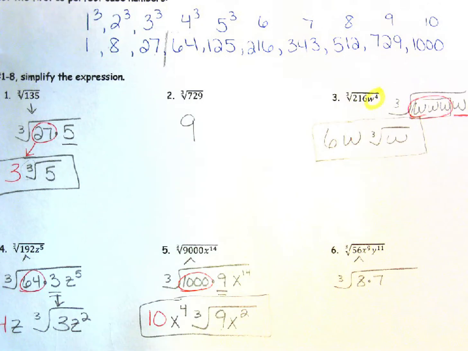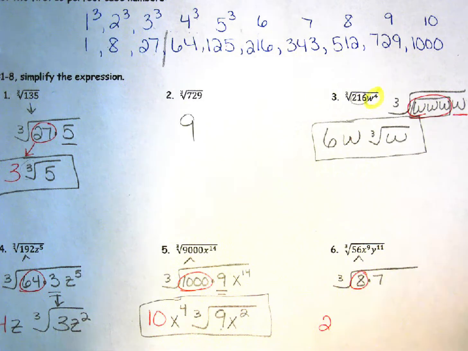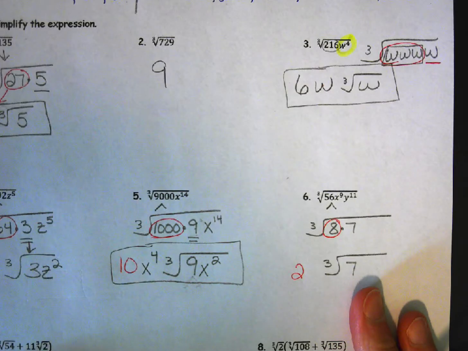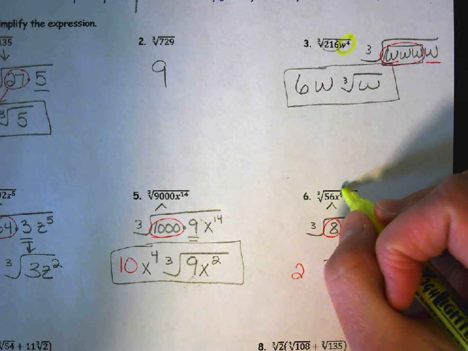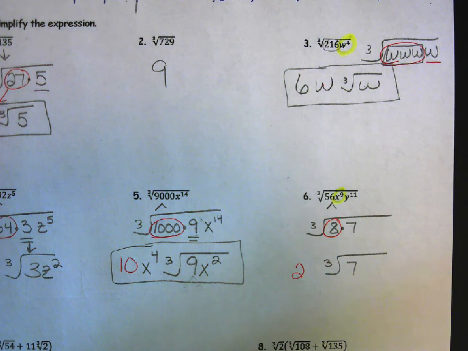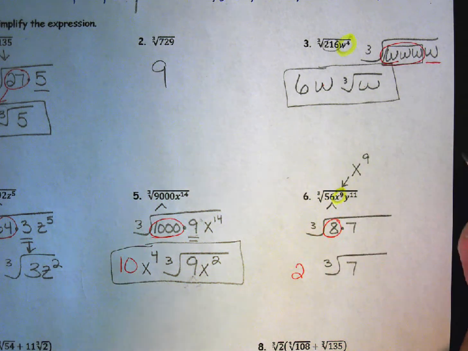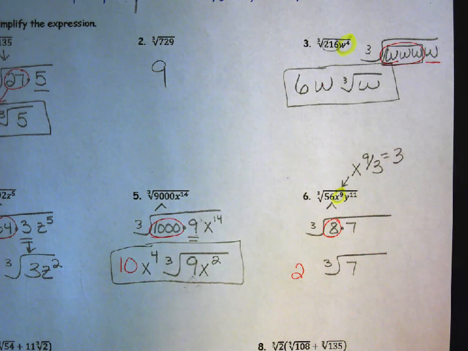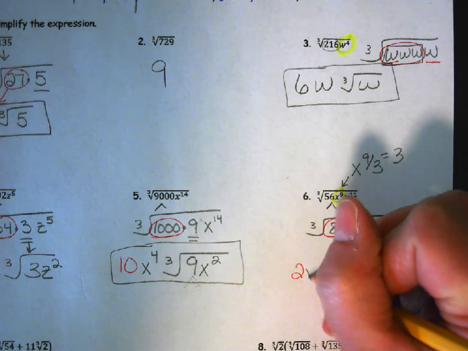So now the cube root of 8 is just 2. And then I can't do anything with the 7, so I'm going to leave it under. And now let's look at our variables. This time we have 2 different sets. So let's look at our x's. We have x to the 9. If we divide that by 3, that's just 3 groups, and there's no remainder. So this would come out as x cubed.